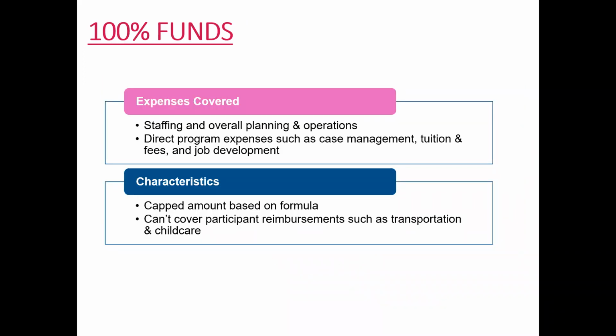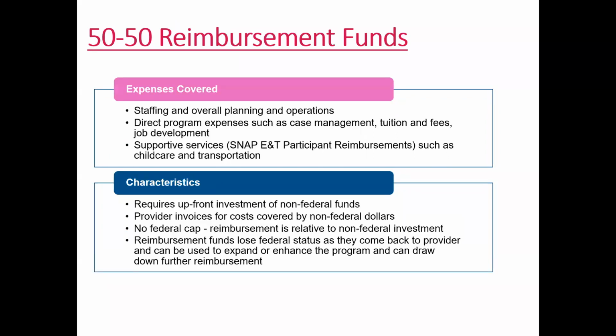So this tells you a little bit more about the 100% funds. Again, they can be used to cover staffing and then overall planning and operations of the program. They can be used to pay for direct program expenses, such as case management, tuition, if you're sending somebody to a college that has tuition fees, and then job development expenses. Some of the characteristics, like I said before, they are capped. So a state is allocated a certain amount each year. And they cannot be used to cover any participant reimbursements, such as transportation or childcare. Next slide.